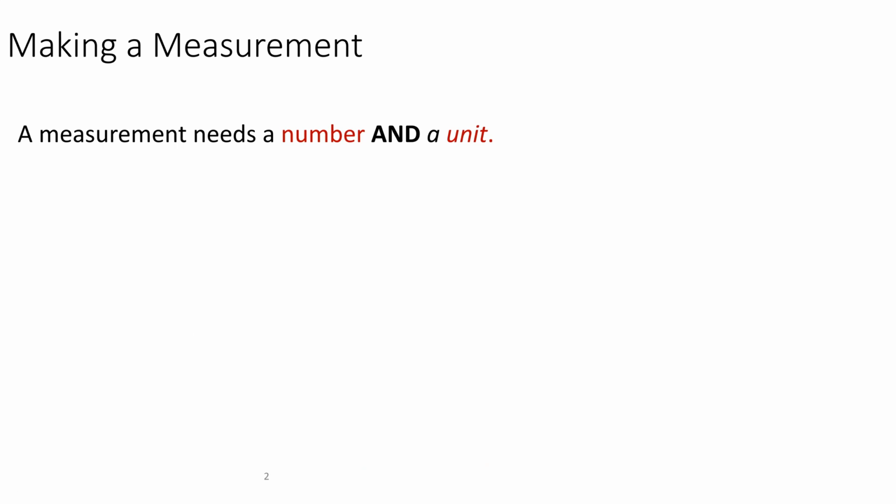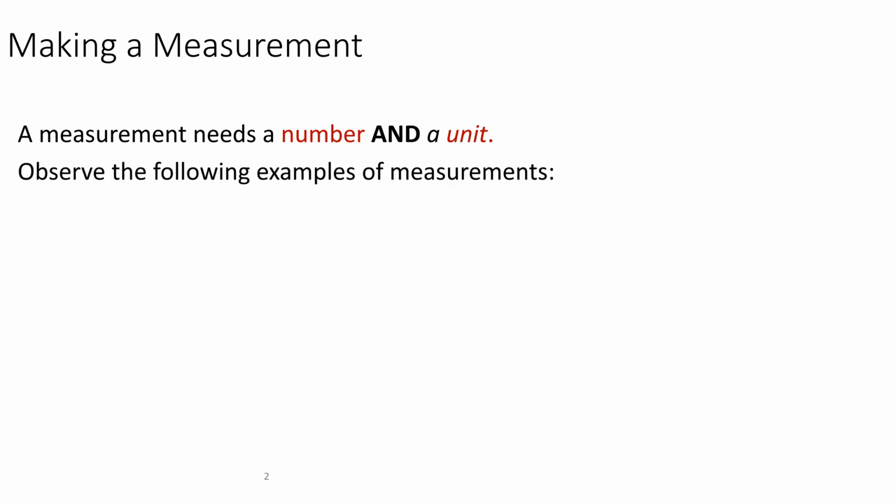So a measurement needs two things. It needs a number and a unit. A number itself is really inadequate because it doesn't tell us anything. If I just tell you I'm going to give you 50, you would just look at me like, 50 what? You need to have a unit to correspond with. If I say I'll give you 50 points, you'd be like, yay, that's wonderful.